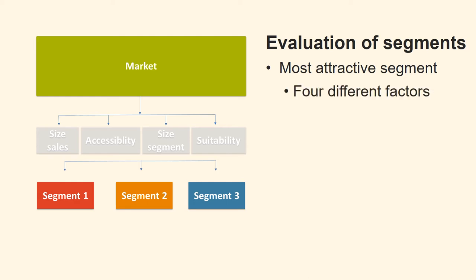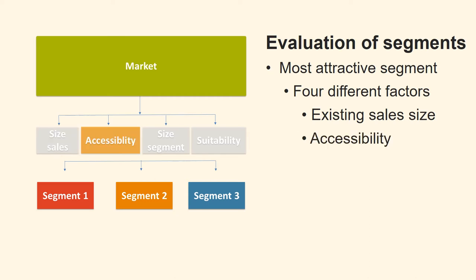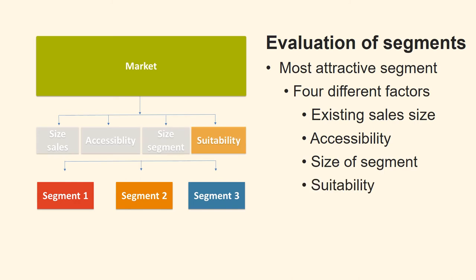For evaluation of segments, we look at 4 different factors. These are existing sales size in the segment and growth rate of the segment, accessibility, is it easy or difficult to communicate with the segment, size of segment, how large is the segment, suitability of segment, does the segment suit our business? We will now review each of these 4 factors.